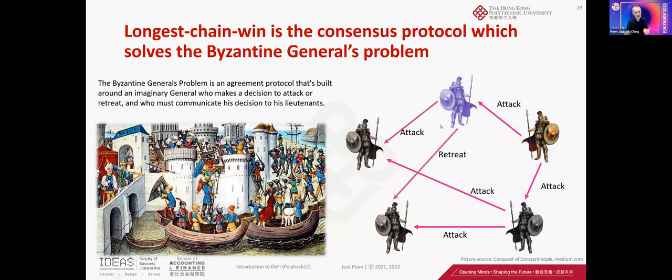And what if there is a general who was bribed and he starts sending a mixed message? For example, in this case, he would send an attack and a retreat message. And this poor general sitting at the bottom says, what should I do? I don't know. I mean, I got two different messages. And this is exactly the problem that fault tolerant computing is trying to solve.